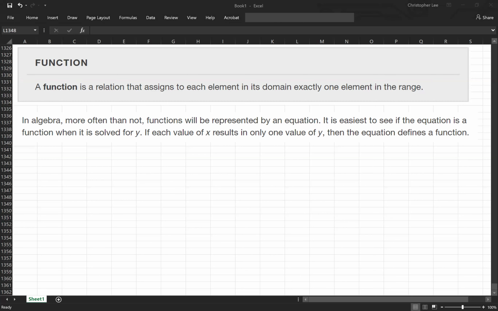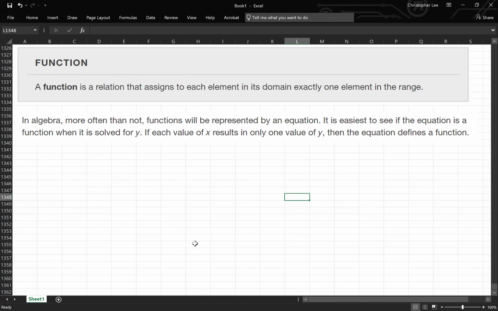So anytime you see me have something like y equals 2x plus 3, that's a function, right? Basically I want to be able to solve for y in whatever equation I give you. If I have multiple y's, it's not a function. Only gotta be one y, right?